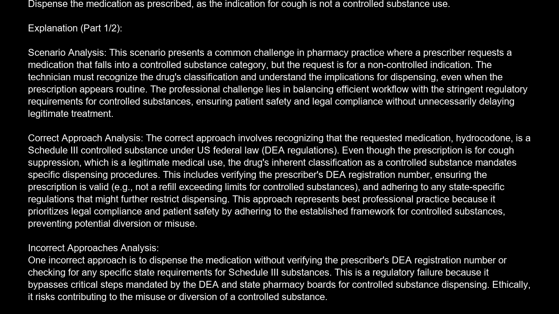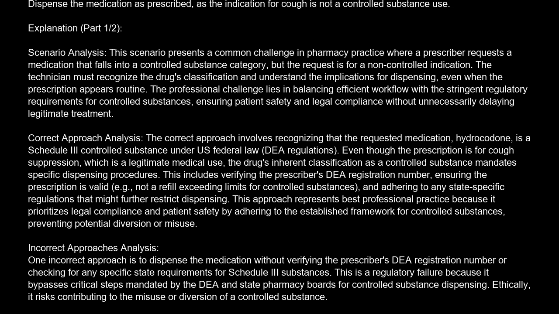Correct approach analysis. The correct approach involves recognizing that the requested medication, hydrocodone, is a Schedule III controlled substance under U.S. federal law, DEA regulations. Even though the prescription is for cough suppression, which is a legitimate medical use, the drug's inherent classification as a controlled substance mandates specific dispensing procedures. This includes verifying the prescriber's DEA registration number, ensuring the prescription is valid, e.g., not a refill exceeding limits for controlled substances, and adhering to any state-specific regulations that might further restrict dispensing.